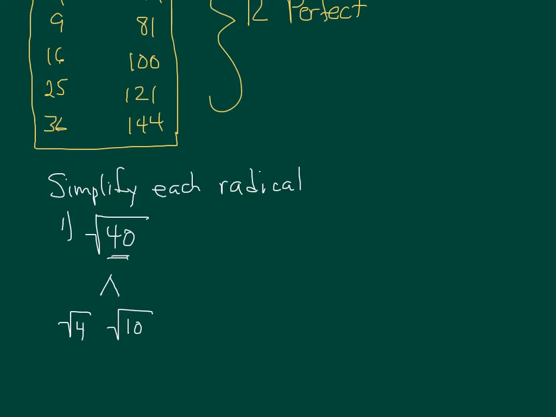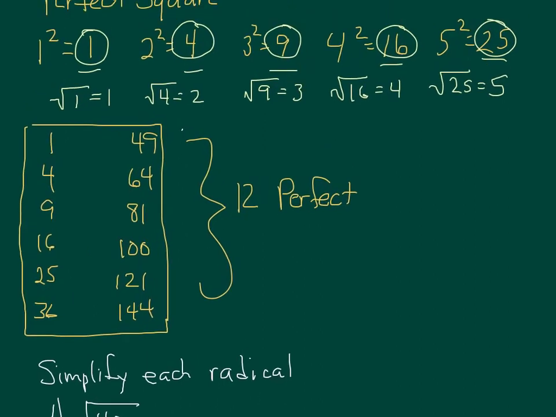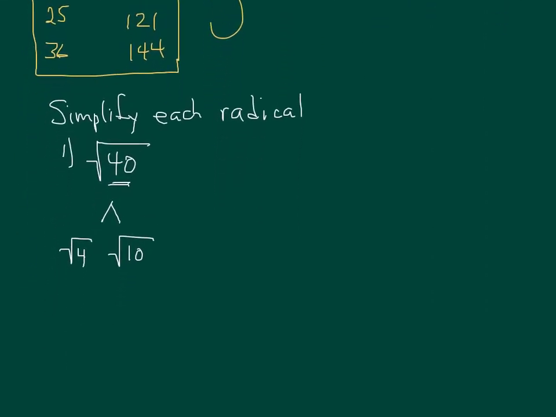Now, what is the square root of 4? Well, it's a perfect square. And up above, if we go all the way up, we can see the square root of 4 is 2. So I can say that the square root of 4 is nothing more than 2. And the square root of 10, we'll leave it right there for now. So we have broken down radical 40, which has now become 2 times the square root of 10. They're the same thing. They're equal.